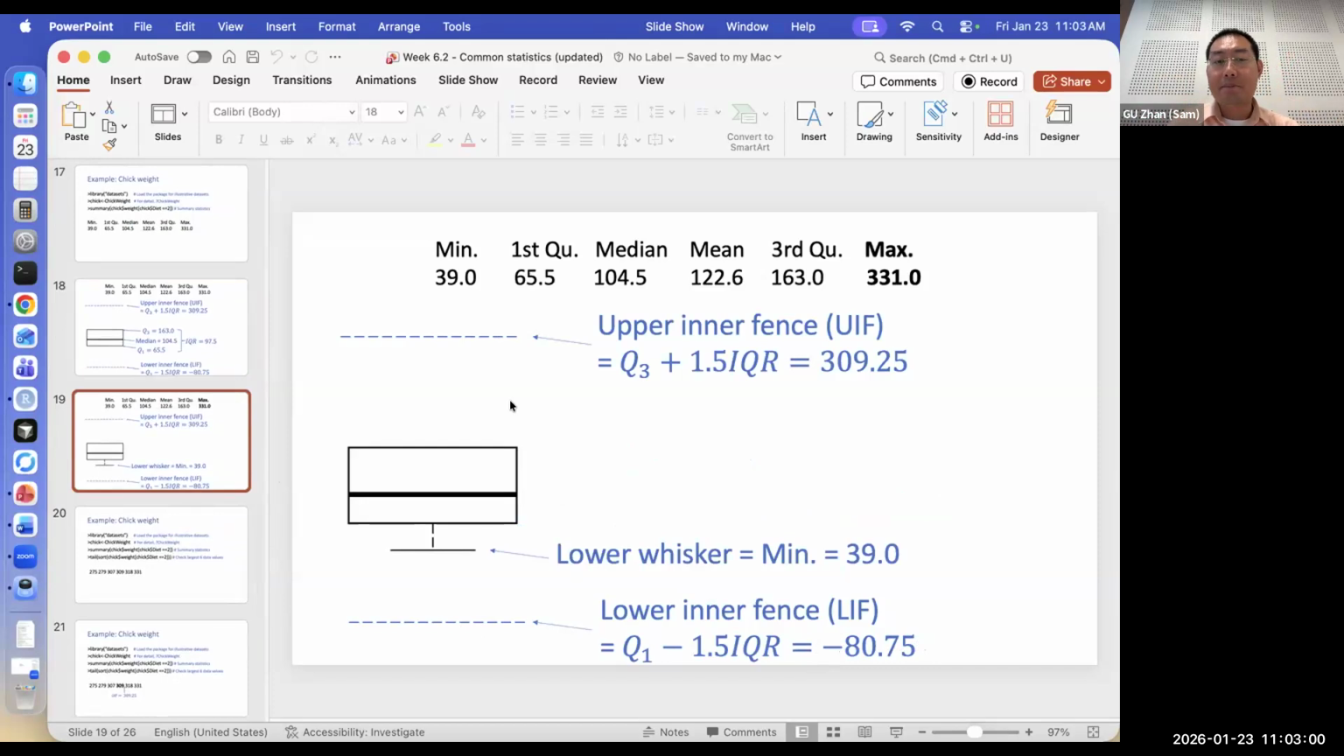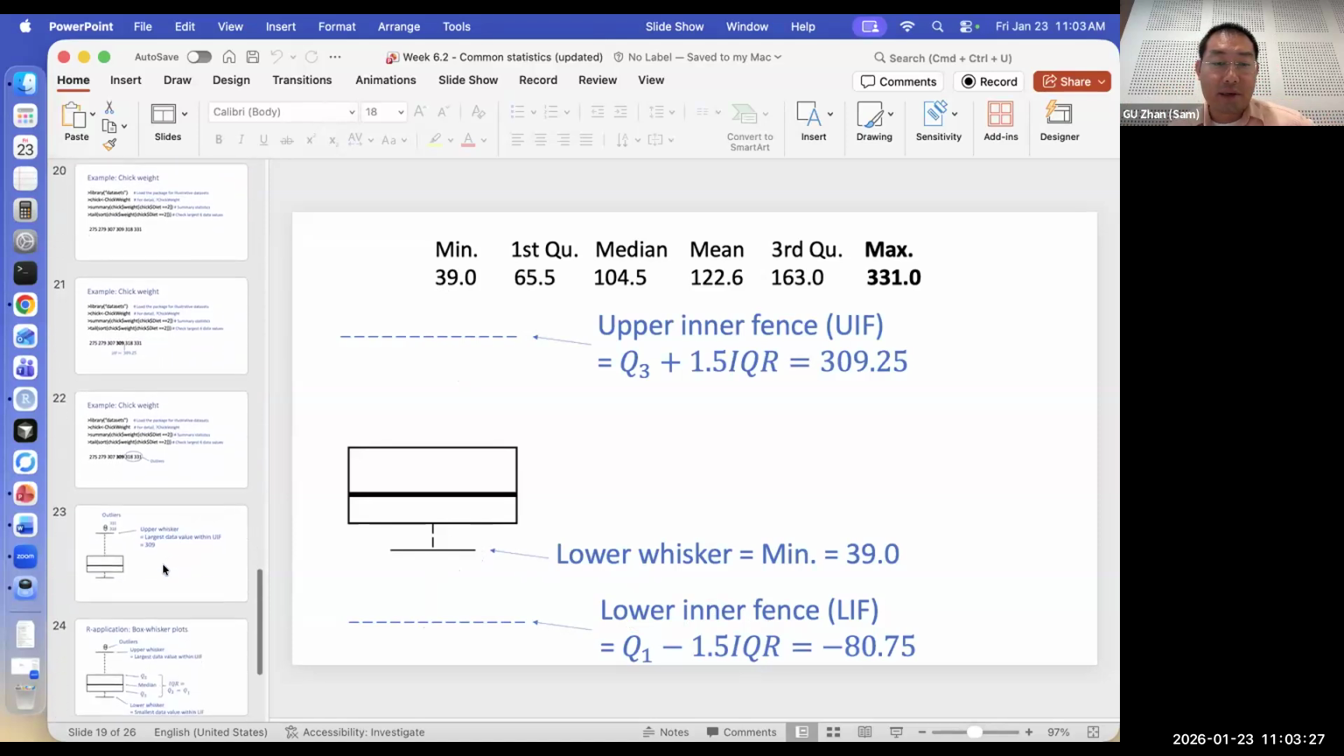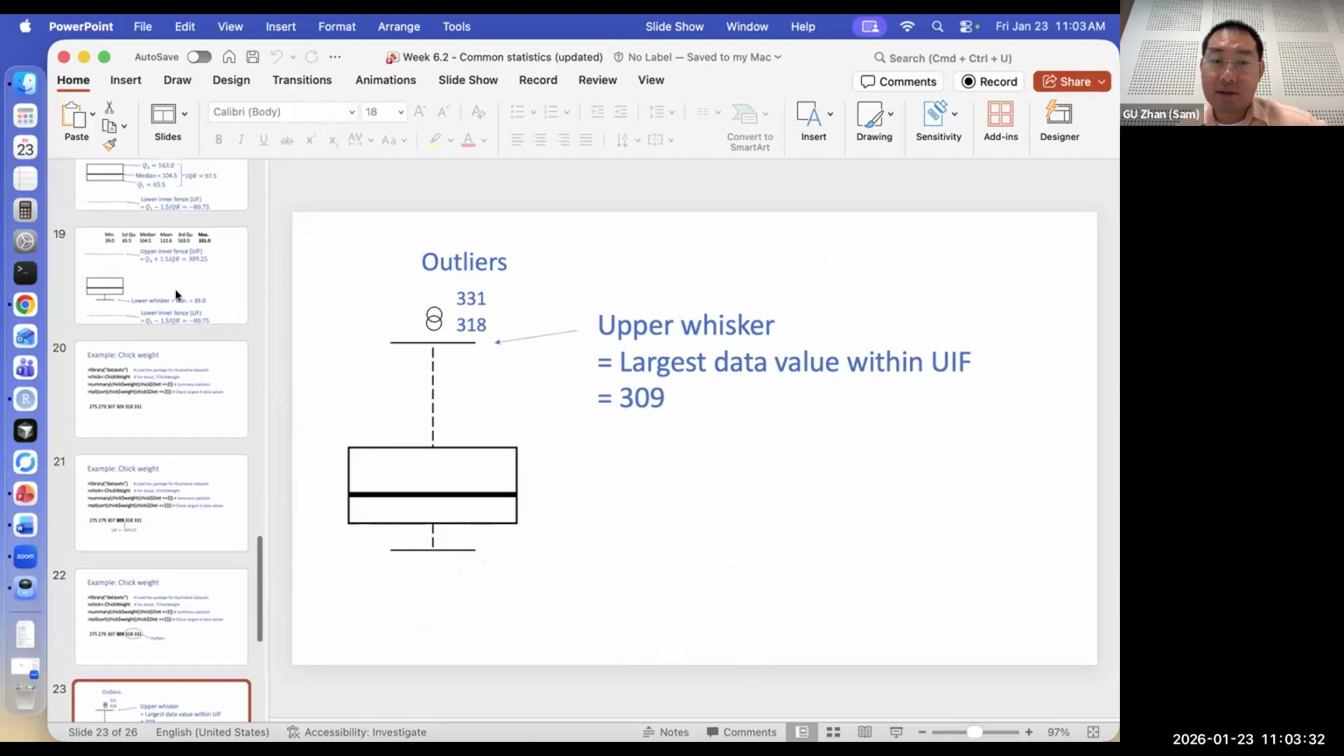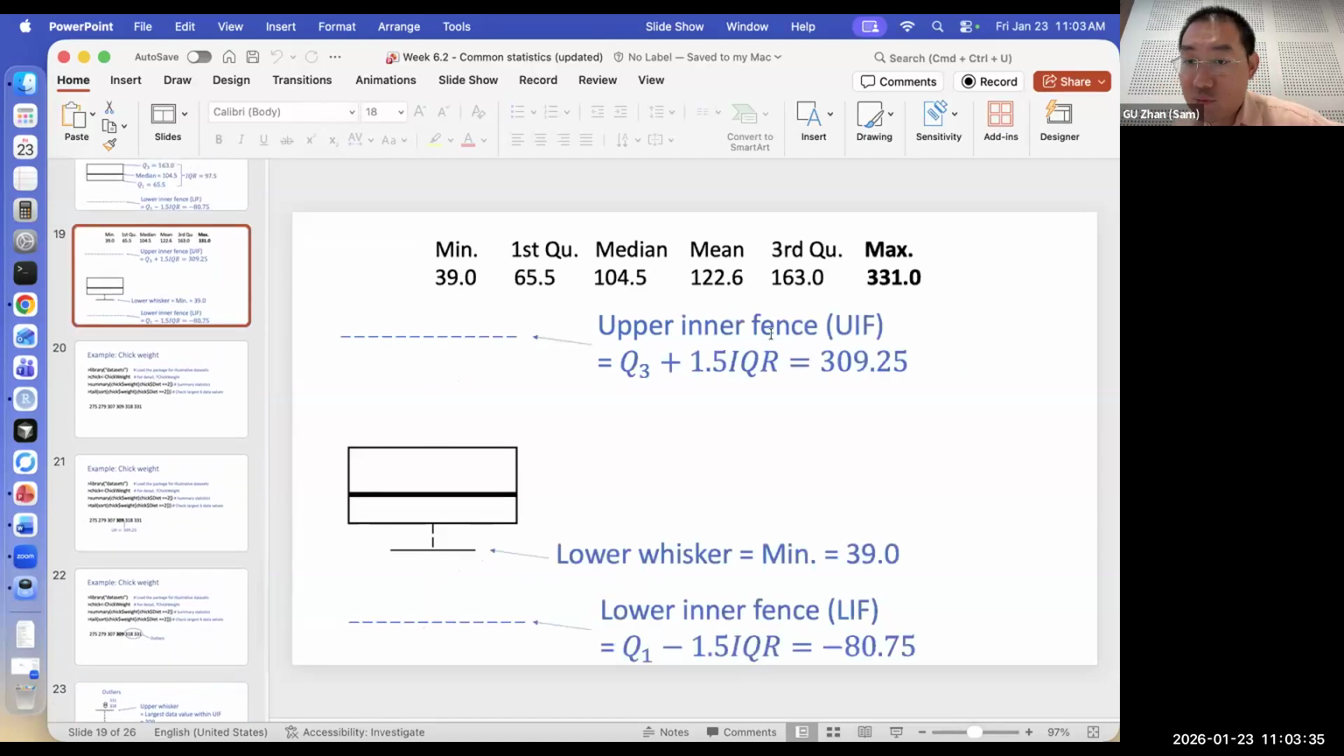So we compare the minimum value with the lower inner fence first. Whichever is higher, the lower whisker will converge to there. So if the minimum value is higher than the lower inner fence, then the lower whisker will extend to the minimum only. It won't go down further. It won't reach the lower inner fence. Okay, next you will look at the upper inner fence.